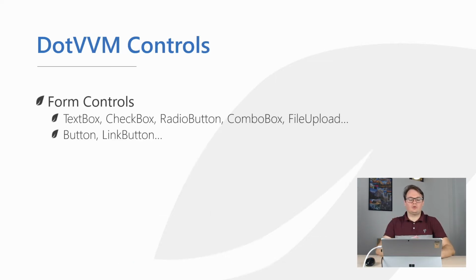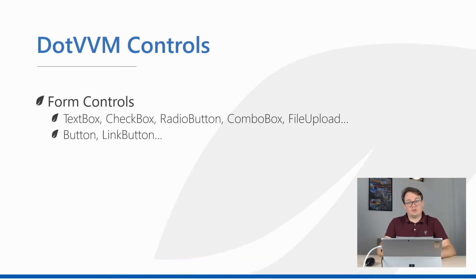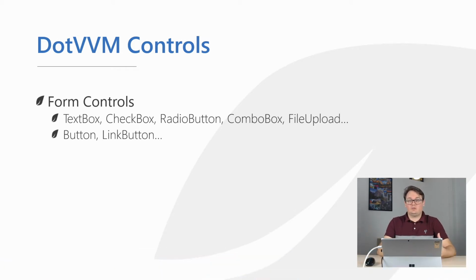Okay, what controls can you find in .vvm? We have wrappers for the form controls which are available in HTML. So we have text box, checkbox, radio button, combo box, file upload. We have buttons: we have button and link button. The difference is that the first is the real actual button. The second is a hyperlink that behaves like a button. So if you click on it, it won't navigate to another page. It will just call a command on the server. Sometimes you just need a link that will behave like a button.